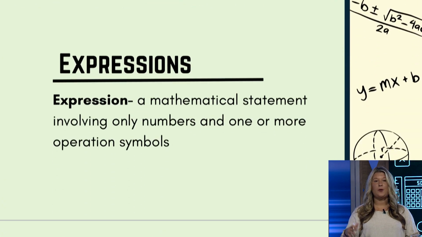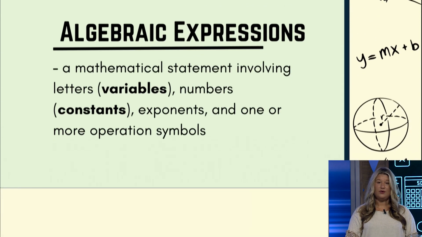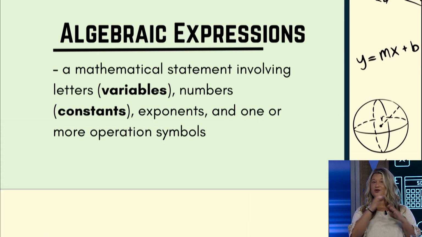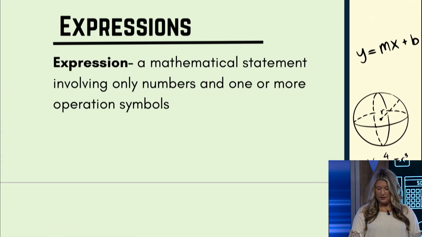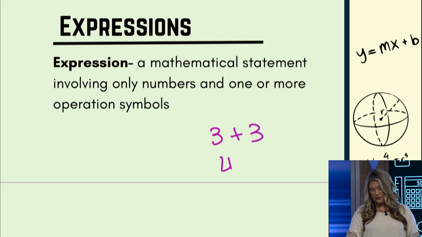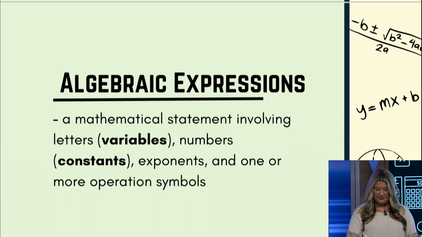So let's get into a little more content, a little more vocabulary. We're talking about expressions. So an expression is a mathematical statement involving only numbers and one or more operation symbols. Then we have algebraic expressions, 2 different things. Expressions are kind of what we just dealt with. 3 plus 3, 4 times 2, etc. An algebraic expression is when we start bringing in the letters.